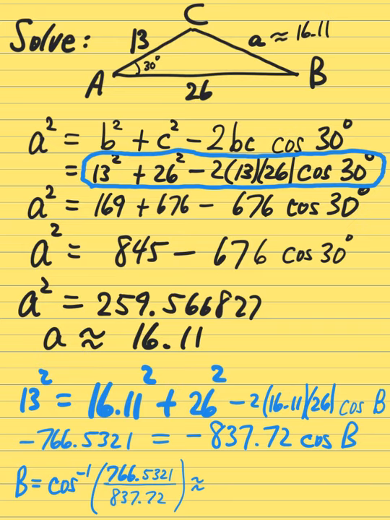All right, second cosine, and I'm going to put these numbers in. 766.5321 divided by 837.72. Okay, so I get 23.79. I'm going to go up here and mark B with that. 23.79.